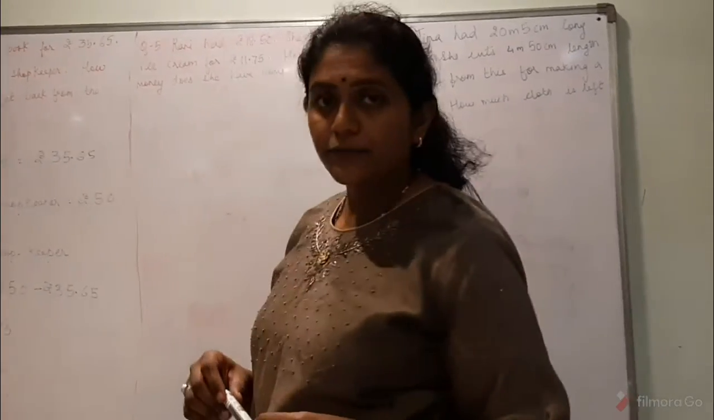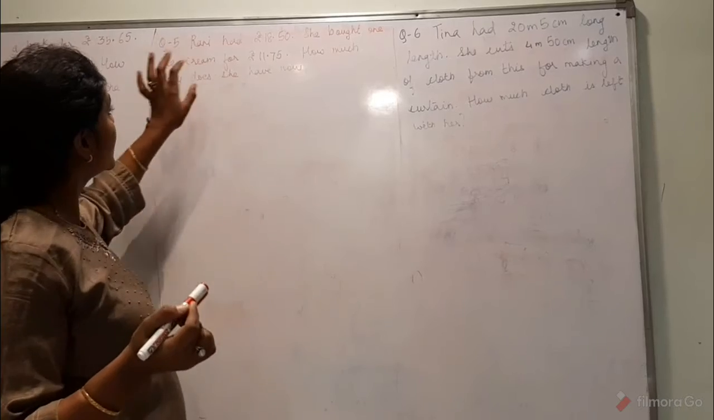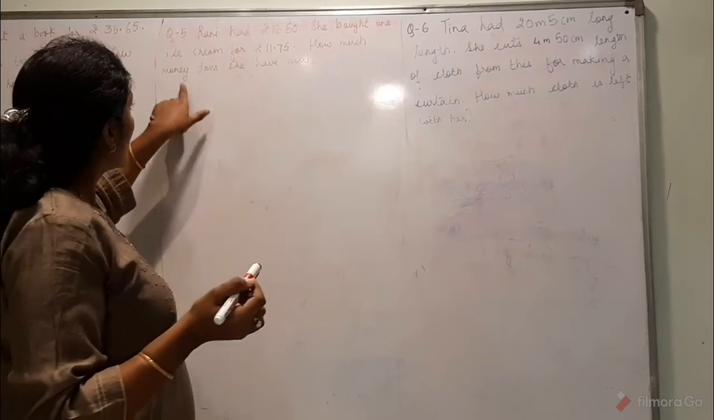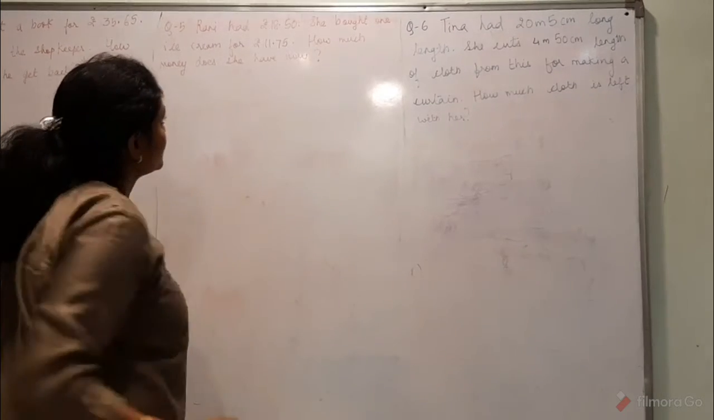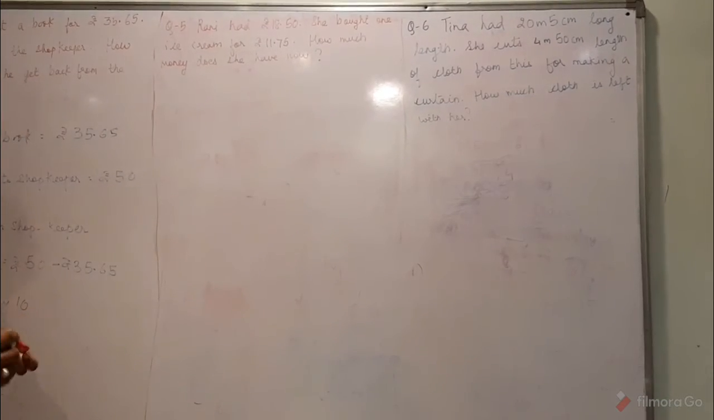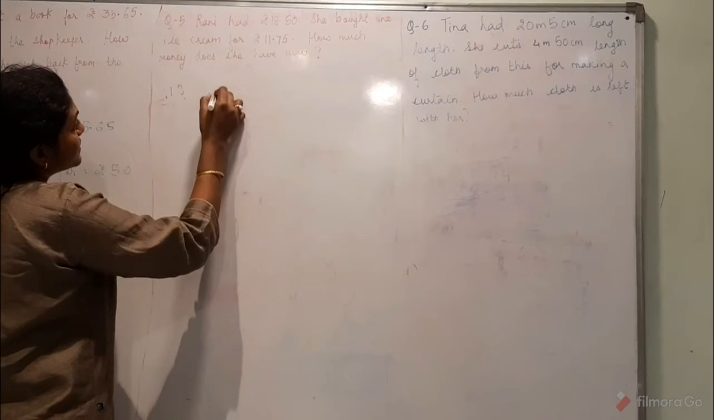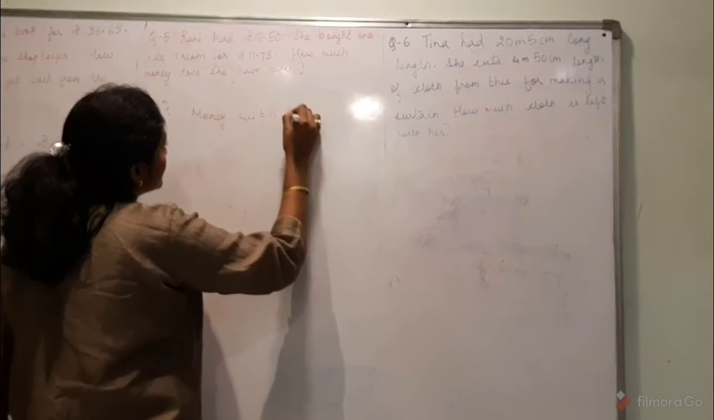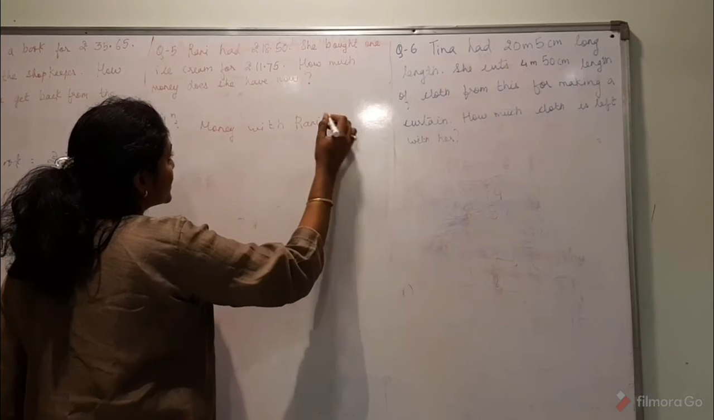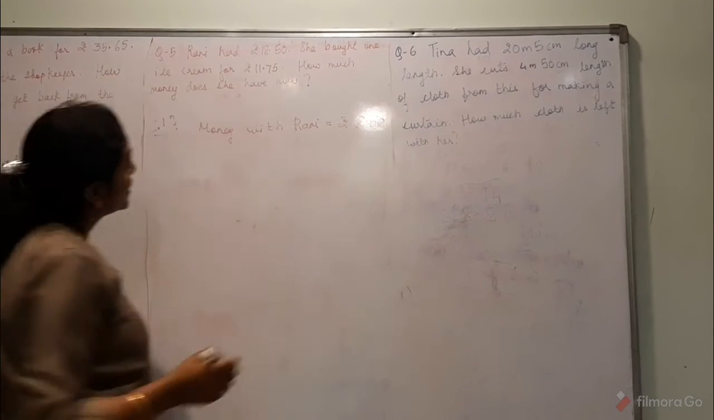Now question 5. Rani had rupees 18.50. She bought one ice cream. How much money does she have now? So how much money Rani had? Money with Rani is how much? So that is money with Rani is rupees 18.50.